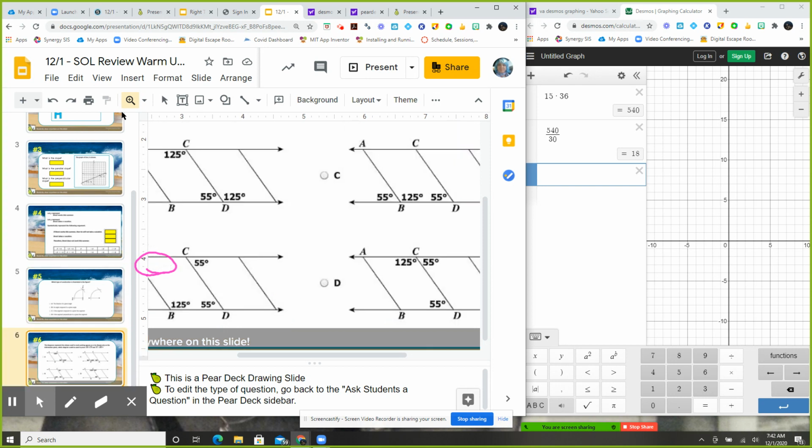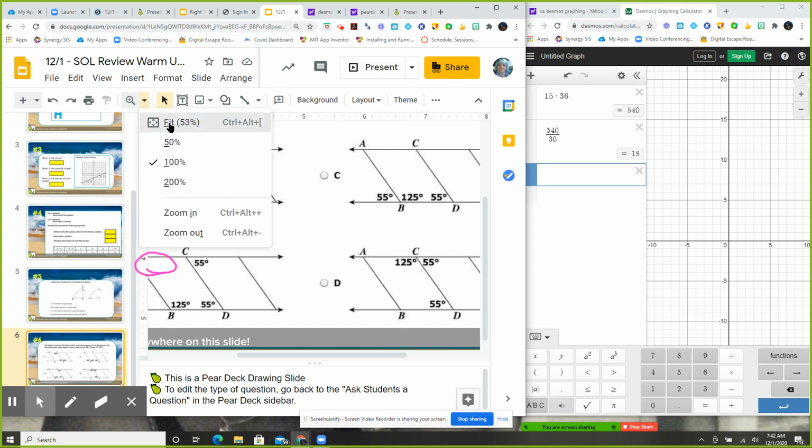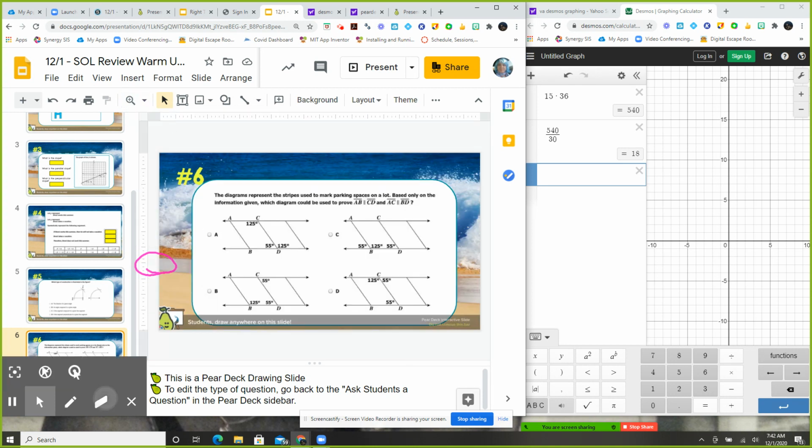Last one. These are the dreaded proving lines parallel questions. We will get these eventually. If you're still struggling, follow the steps, okay? What's the first thing I'm going to tell you to do if you're trying to prove A, B, and C, D parallel? You have a line segment tool, right, in Pear Deck? I was going to say, see if there's any that can add up to 180 or anyone.